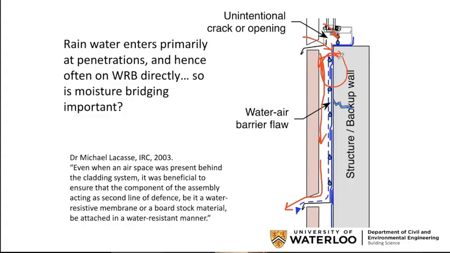And I'm just quoting a well-known researcher by the name of Dr. Lacasse from the National Research Council in Ottawa, who had done a bunch of studies and described that even when you had an airspace, water got across somehow, somewhere. So you need a second line of defense, so some sort of water-resistant membrane here, that water-resistant membrane to resist that water.